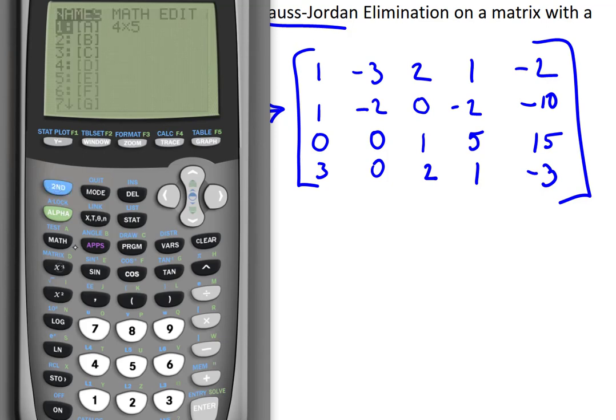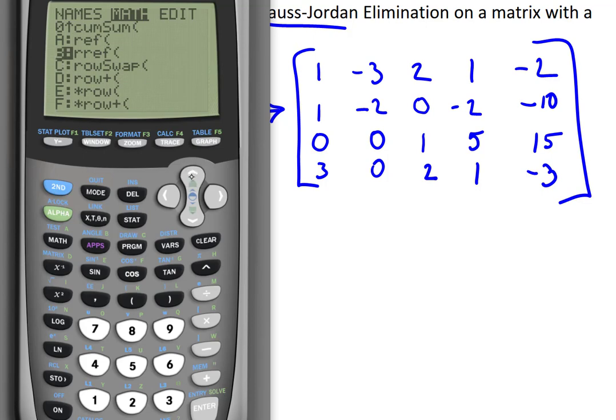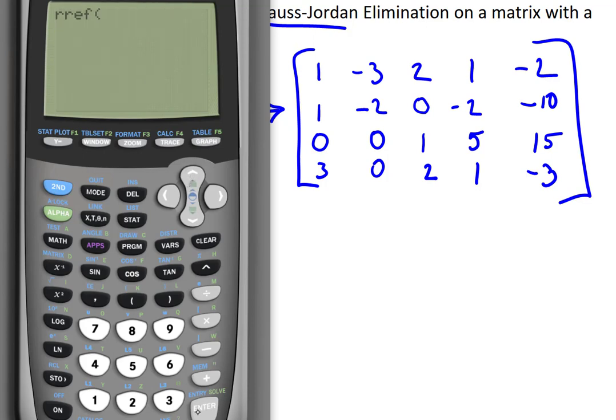So we'll say second matrix, go to math. It's actually faster to go up, and then you'll find it a few from the bottom here, RREF. There we go. We'll hit enter. Now we put our matrix in matrix A, so we'll want to type that in as the input by hitting second matrix and then enter where A is, close parentheses. Now we're going to hit enter and take a quick look at what the result is.